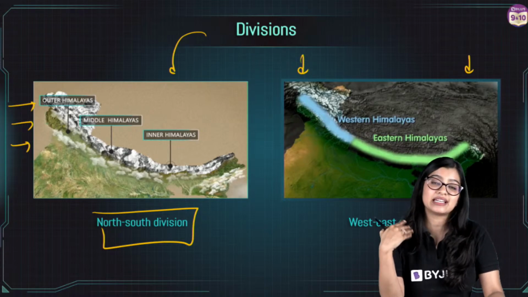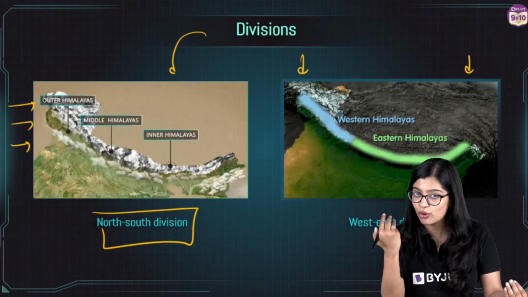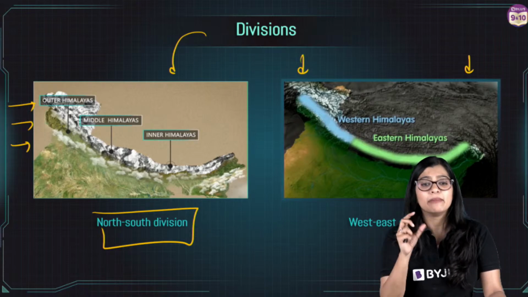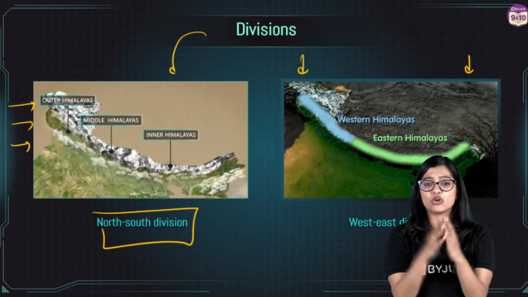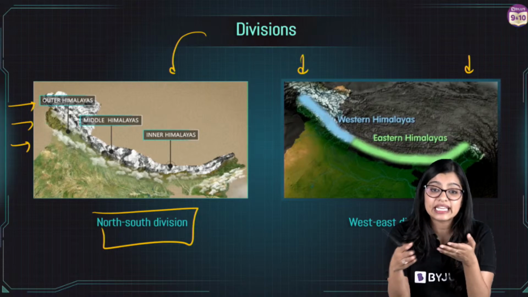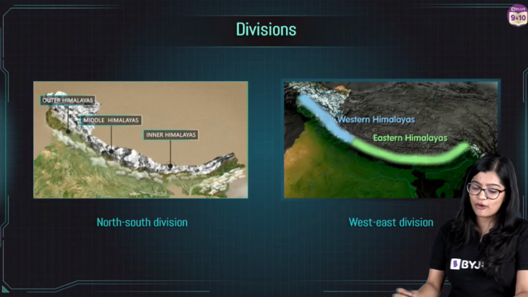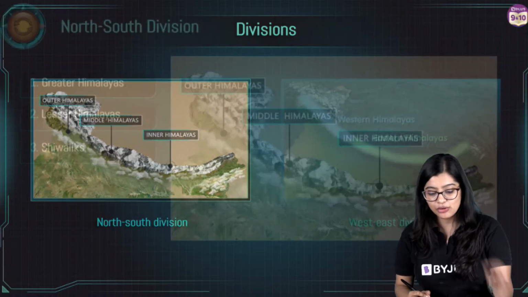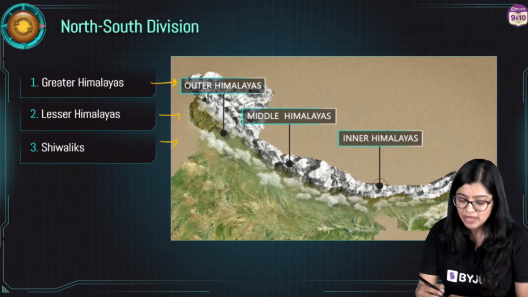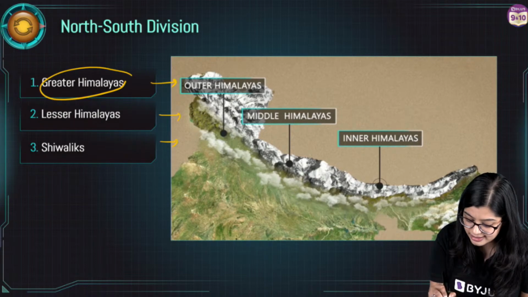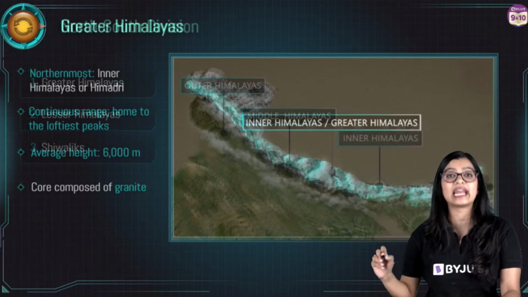Or use an image. Now that all of you are using the internet, you have so much exposure. Maybe take pictures of it and keep it on your laptop or phone, so that when you are watching, you are learning it side by side, right? It's as simple as that. So first up, we will focus on the north-south division. When I divide it from the north to the south, I have my greater Himalayas, my lesser Himalayas, and my Shivaliks. So first up, let's have a look at the greater Himalayas.